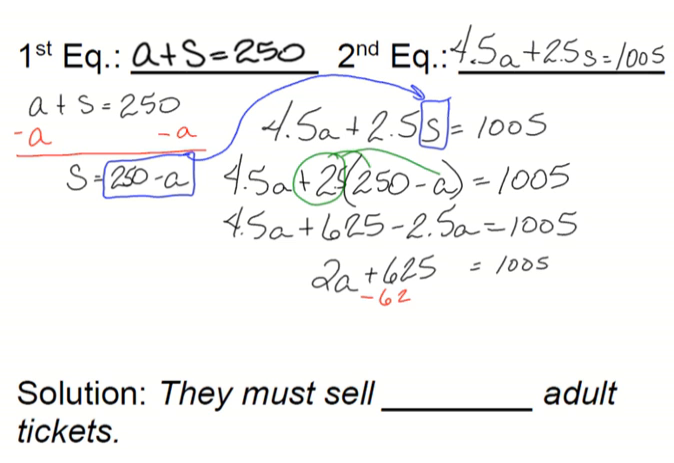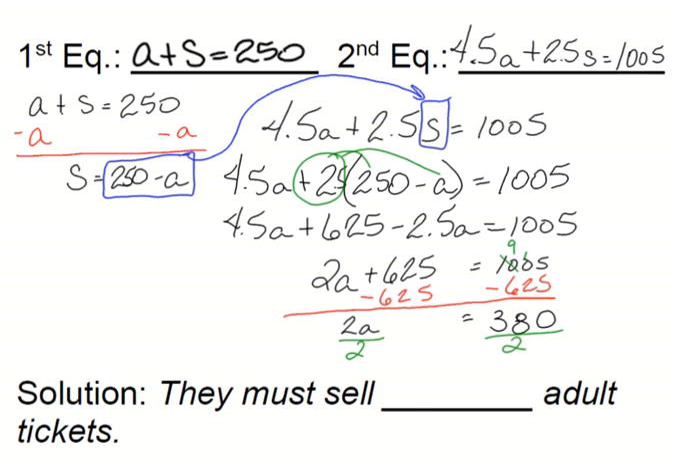Subtract 625 from both sides. Find that 2A is equal to, and here we're going to have to borrow, make that a 9, this is a 10. So it's going to be 0, 8, 380. We divide both sides by 2, and we see that they must sell 190 adult tickets to reach their goal of revenue.